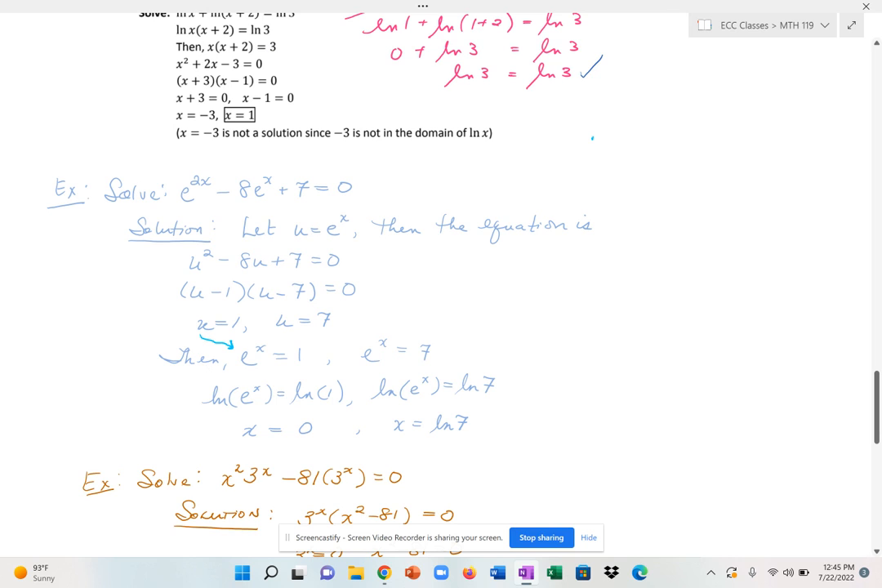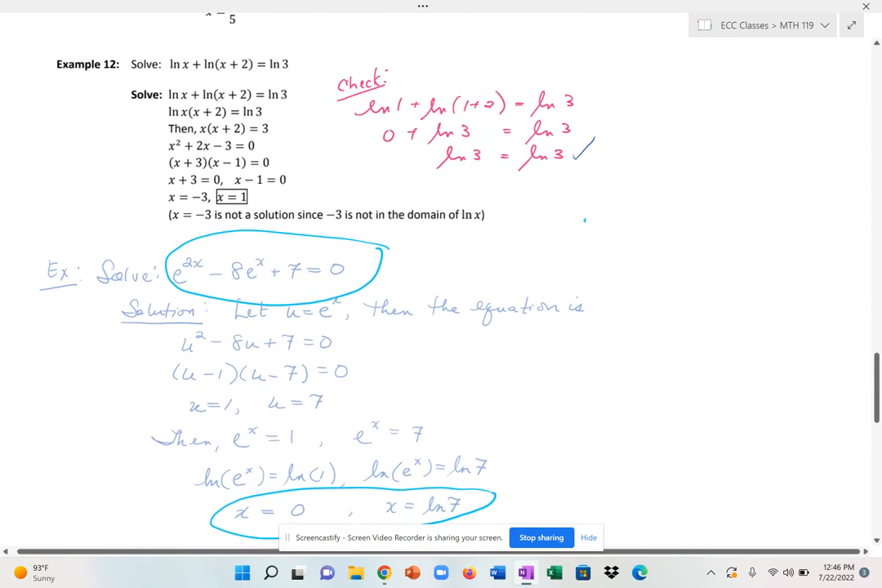And then the second one, I did the same technique, took the natural log of both sides. The natural log of e to the x is x. The natural log of 7 is just the natural log of 7. This is, again, an exact answer. If you're not told to round, do not round. So I'm left with two answers, 0 and ln of 7. There are no restrictions to the domain when you're dealing with an exponential equation. We had restrictions in the previous one because that was a logarithmic equation. So that's why the -3 just didn't work.